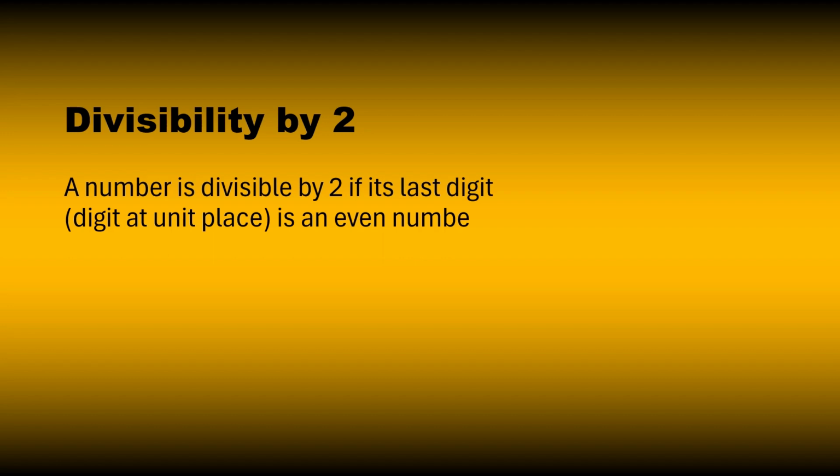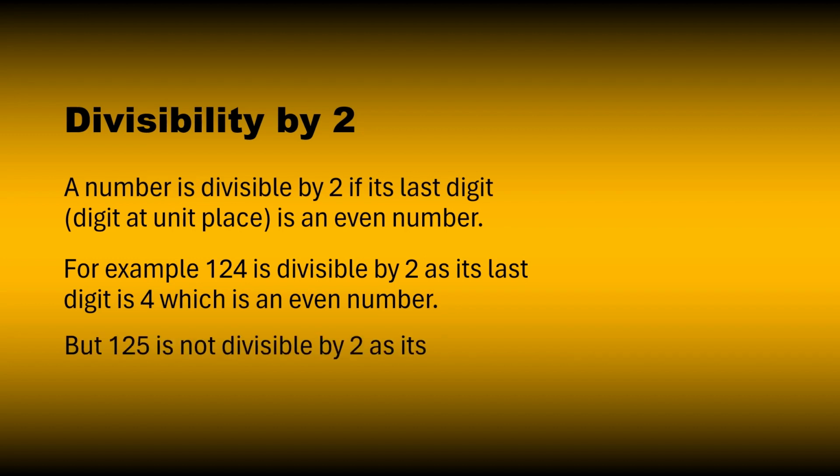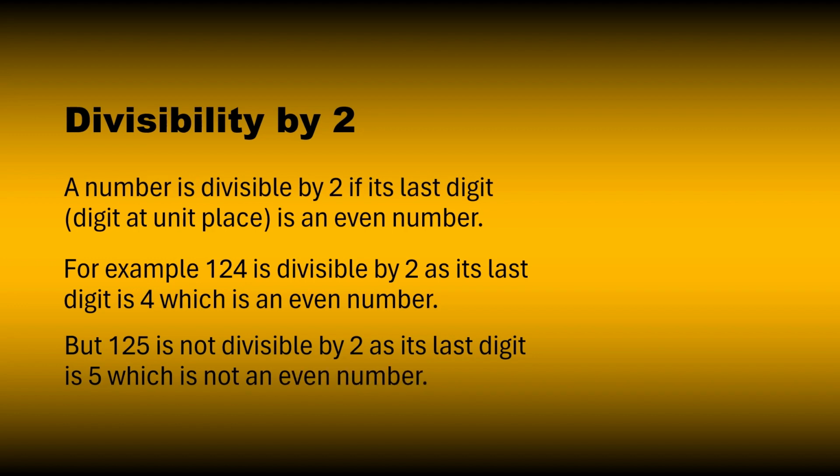Divisibility by 2. A number is divisible by 2 if its last digit at unit place is an even number. For example, 124 is divisible by 2 as its last digit is 4, which is an even number. But 125 is not divisible by 2 as its last digit is 5, which is not an even number.